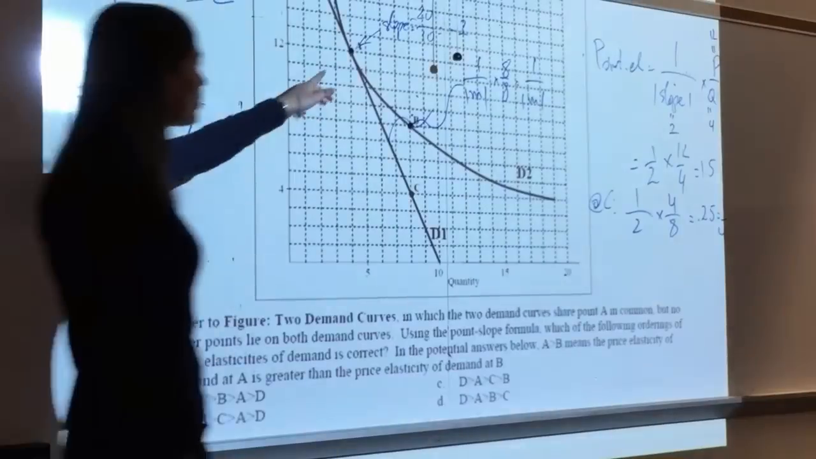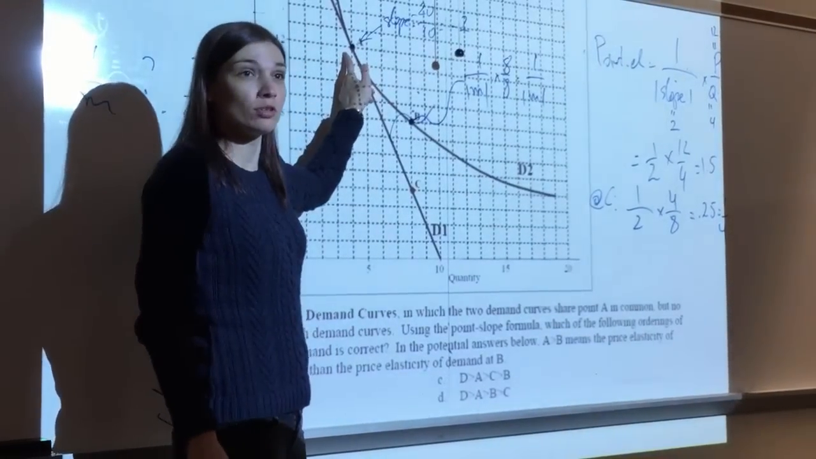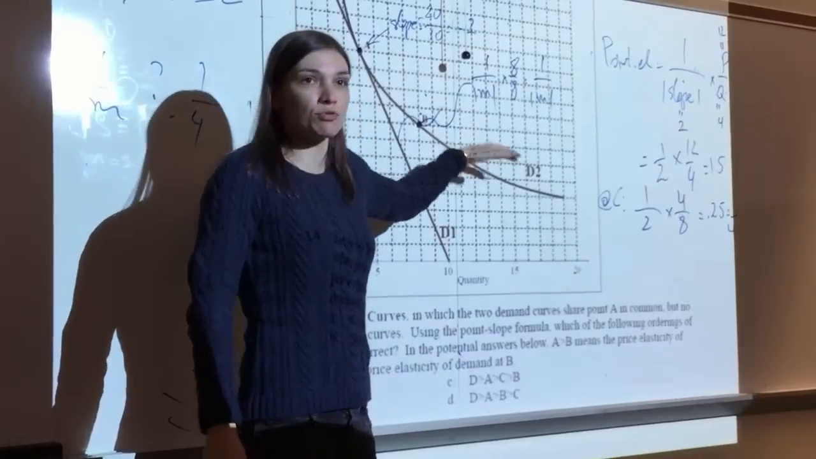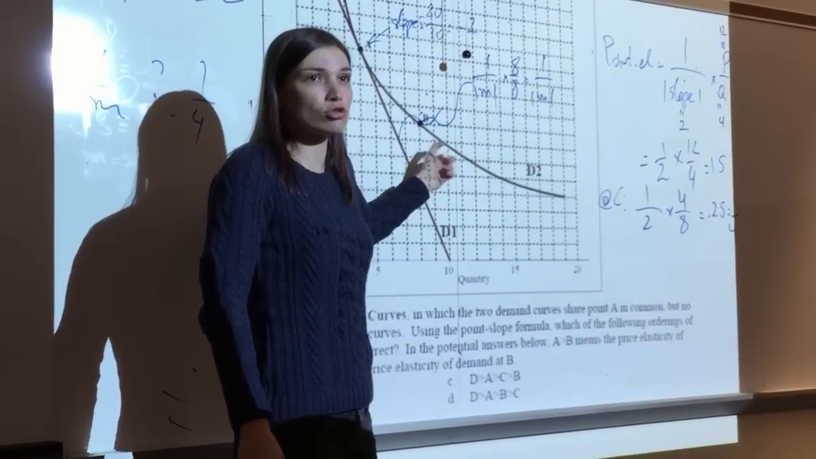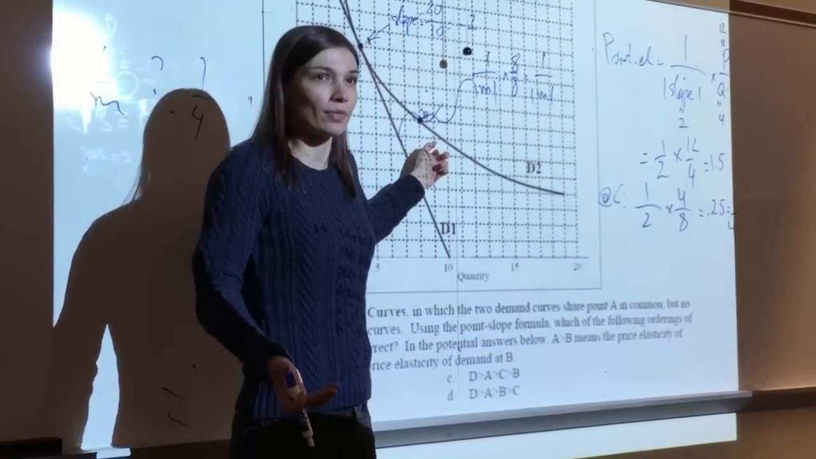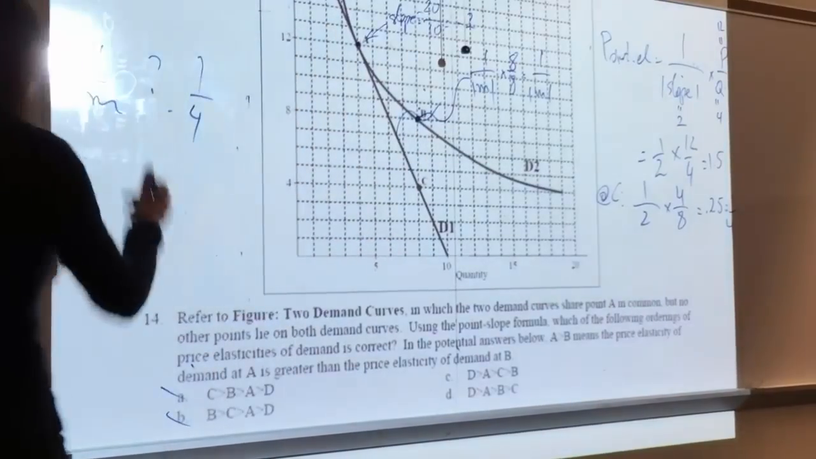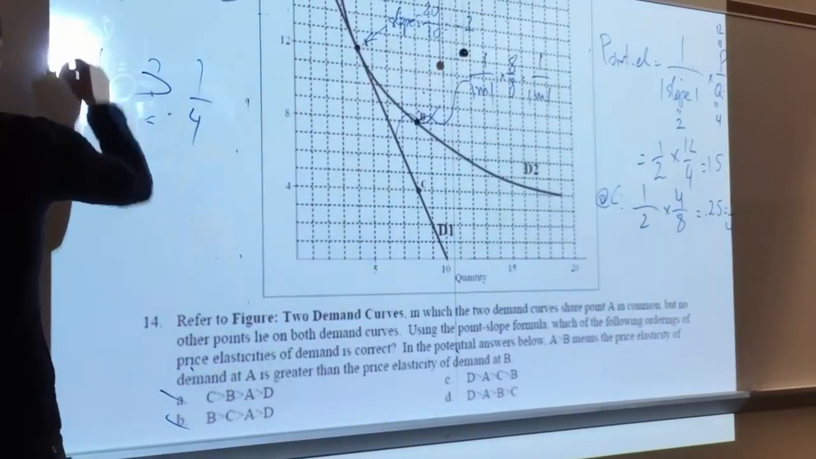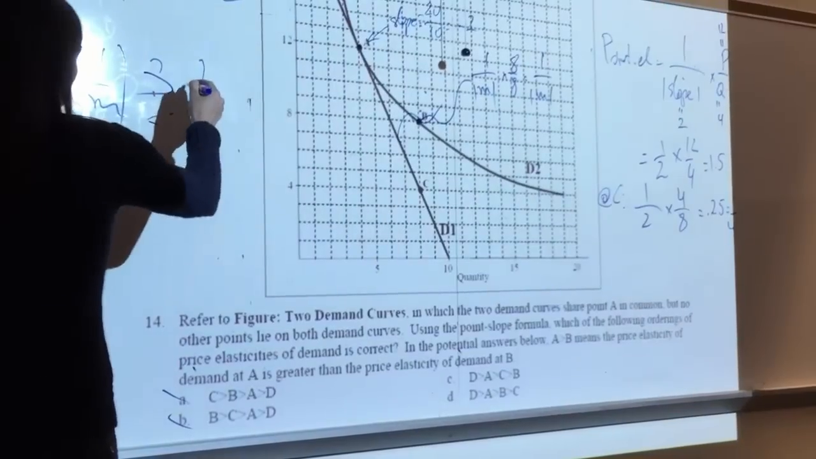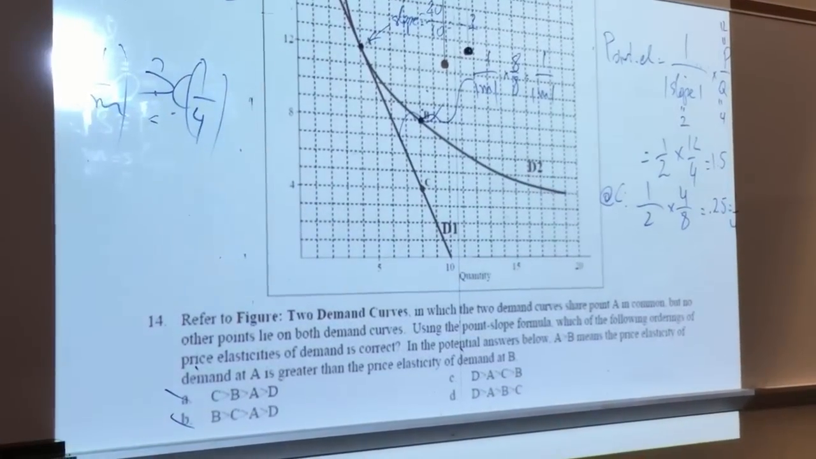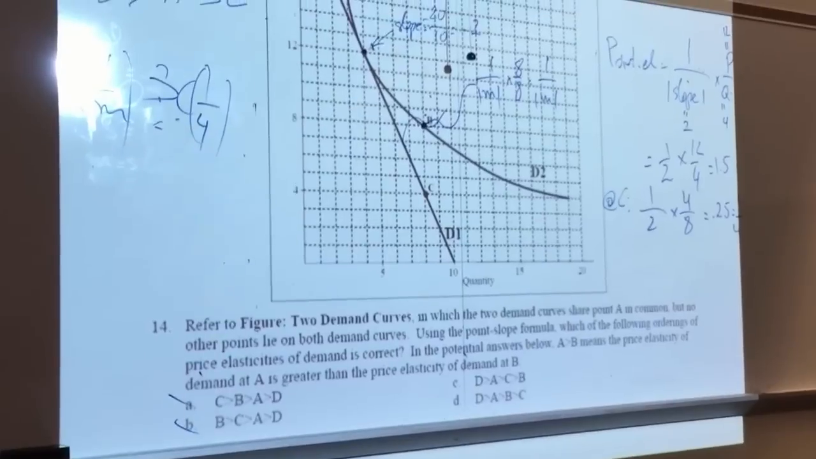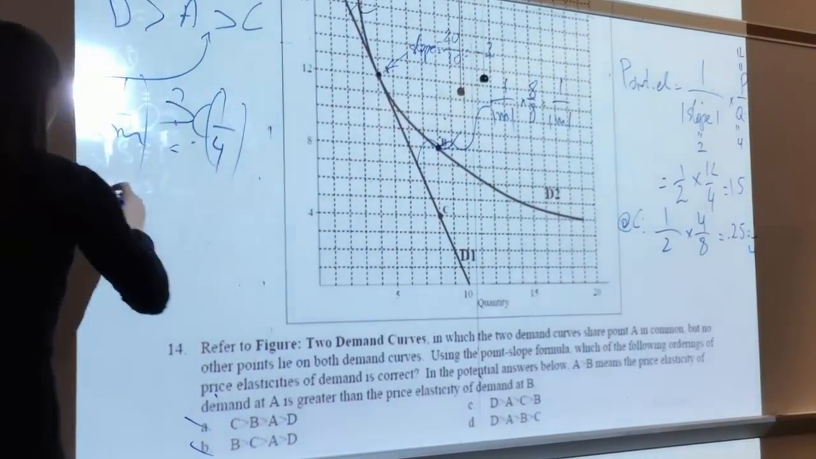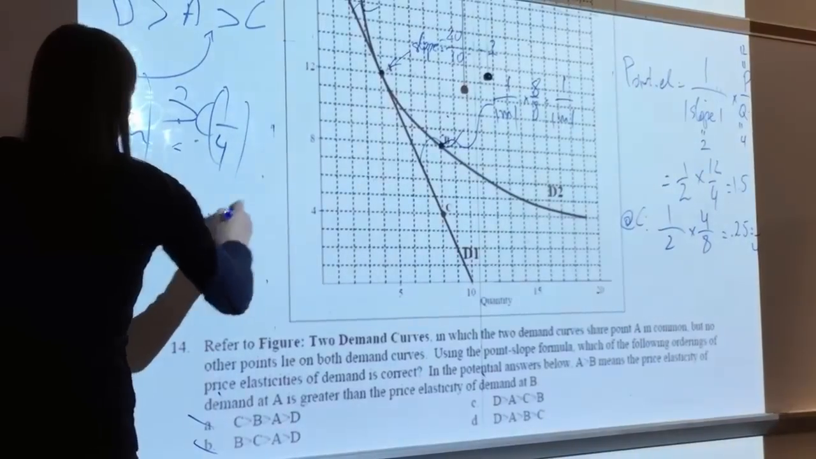Because we know the slope here is 2, and the slope is decreasing as we move. You can see that clearly. So the slope here must be definitely less than 4. If this is less than 4, then the point elasticity at B must be higher than the point elasticity at C. So we know that B actually belongs before C. So the ordering would be D, A, B, C.